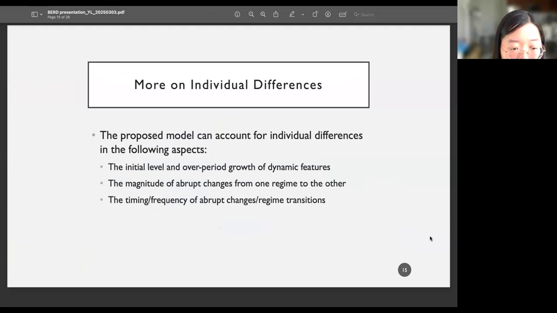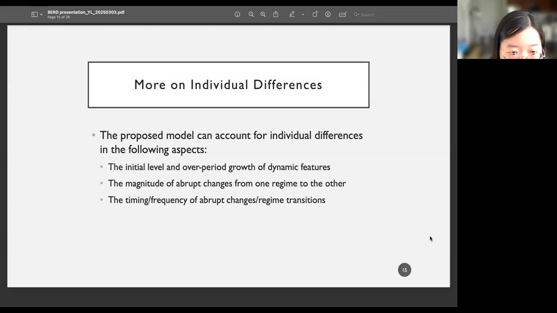So first, as mentioned before, the growth curve model can account for the initial level and over-period growth rate of dynamic features. And then the regime switching model, which aims to capture the abrupt changes, allows the magnitude of abrupt changes from one regime to the other to vary across individuals, so some individuals may have a very large jump to a higher IIV level or lower IIV level, and some others may have a very small jump.